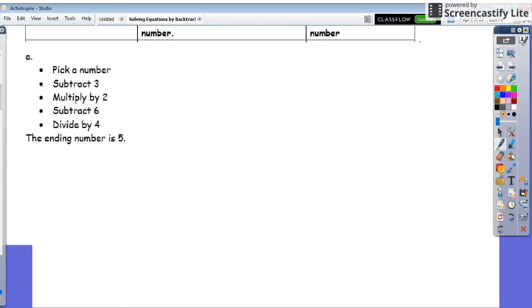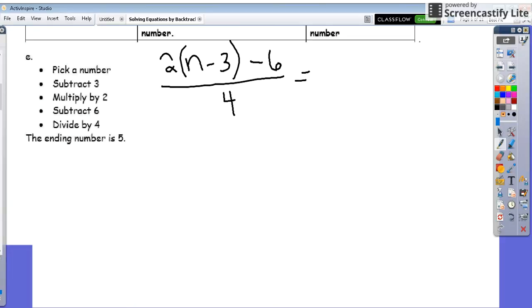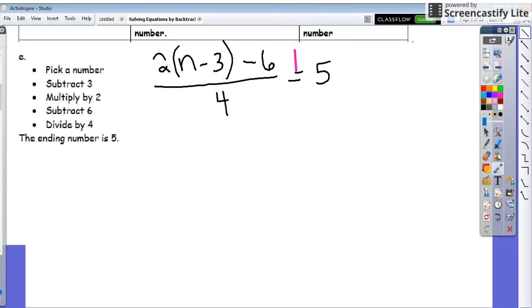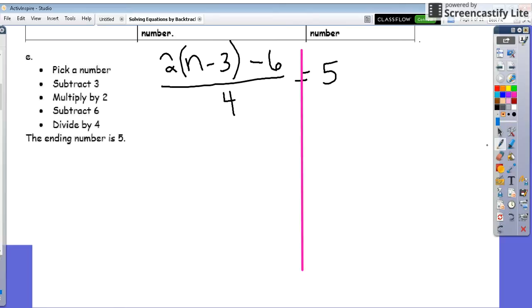So we have pick a number. And I'm going to subtract 3. After I do that, I multiply it by 2. So I need to use those parentheses. Subtract 6. Divide by 4. And my ending number is 5. So I'm going to use my line here. And what's the last thing that happened? Which was, remember, it's pick a number, subtract 3, multiply by 2, subtract 6, divide by 4.